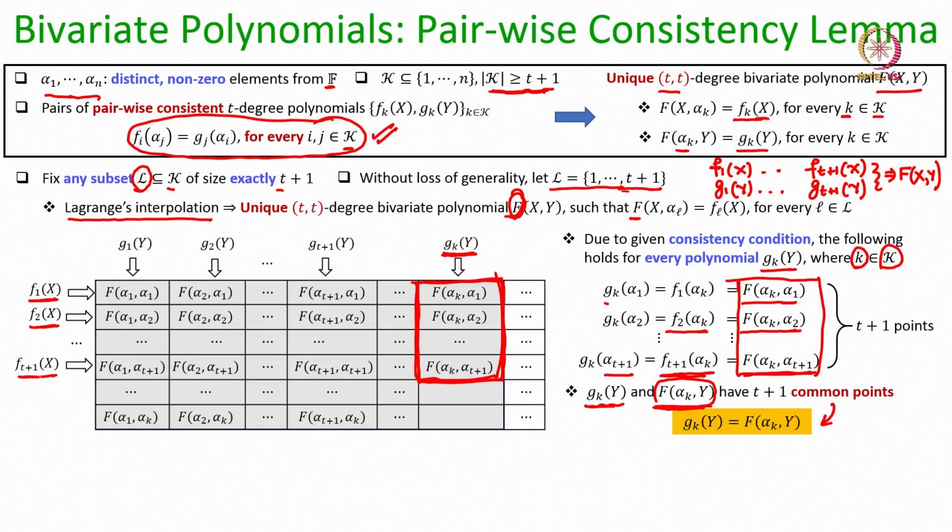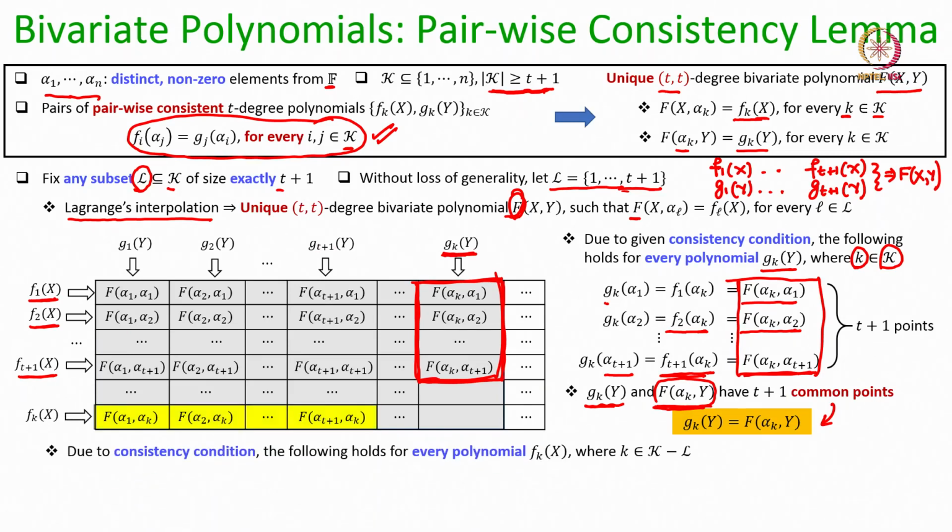I have used the first t plus 1 x univariate polynomials, interpolated the bivariate, and now I have shown that all the y univariate polynomials, not just the first t plus 1, also lie on that interpolated bivariate polynomial. Now, what is left is to show that all the remaining x univariate polynomials, which were there in the set whose indices are in the set fancy K, but not in the index set fancy L, also lie on this interpolated bivariate polynomial f of x y.